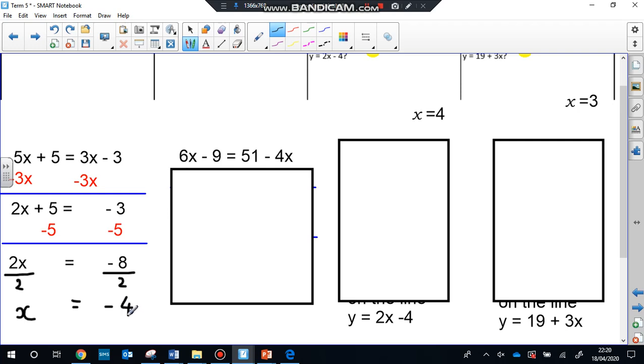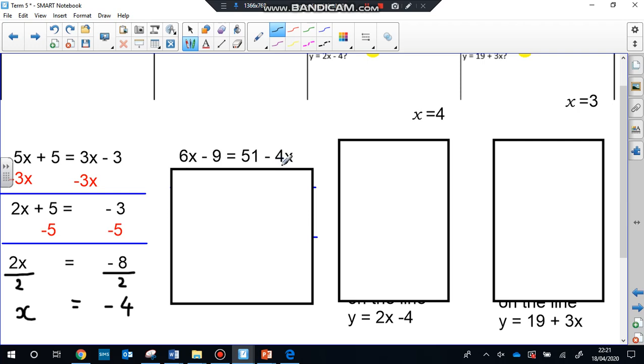Okay, so question 6 is another equation. X is on both sides. Now again, I want to get rid of the smallest number of x's. Here I've got 6x. Here I've got negative 4x, and negative 4x is smaller than 6x, so I'm going to get rid of these. But I can't subtract x's here, okay, because that will just make this more negative. I need to add x's to get this back to 0.